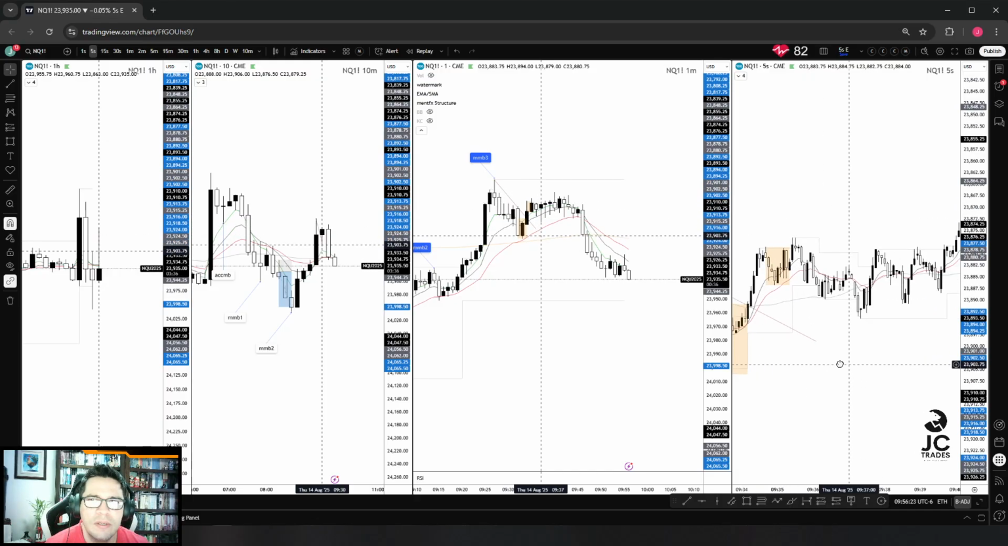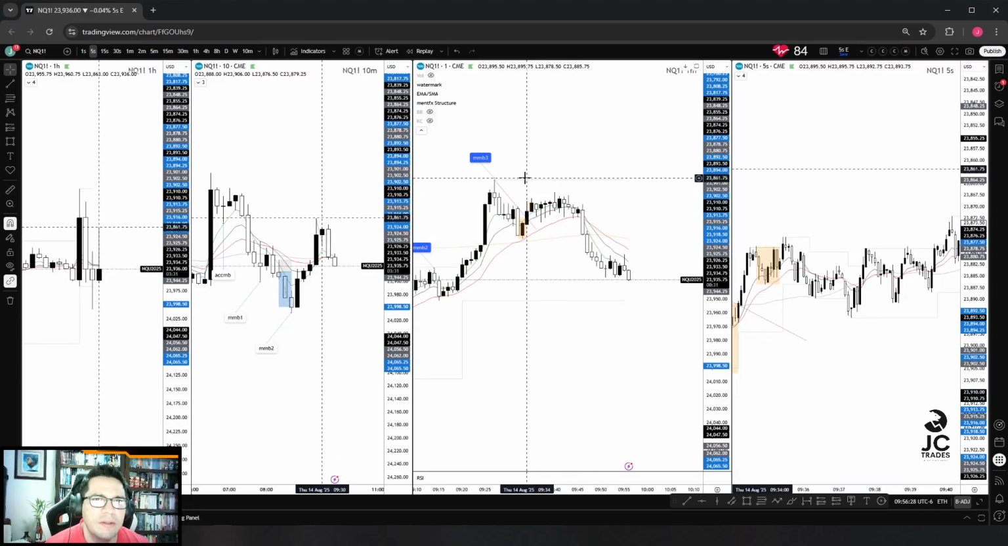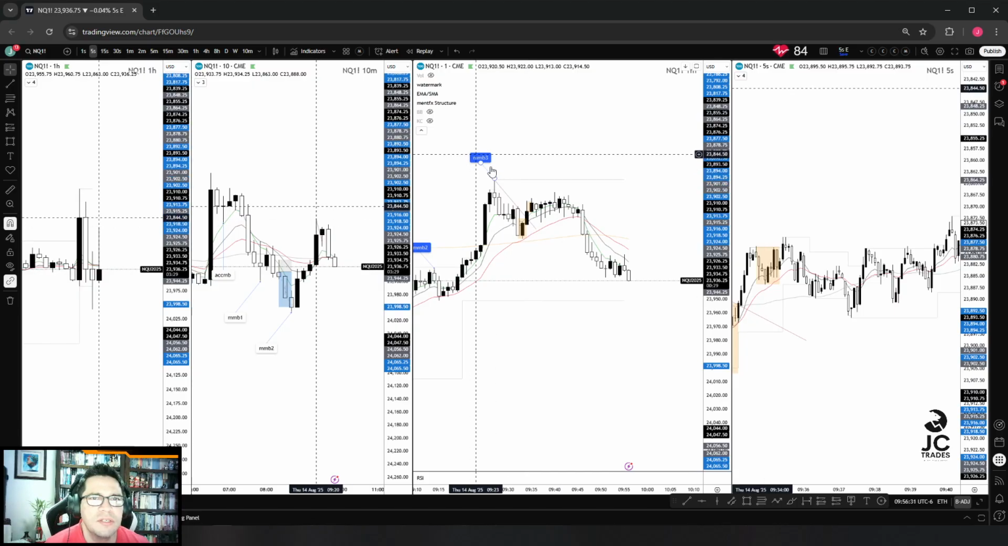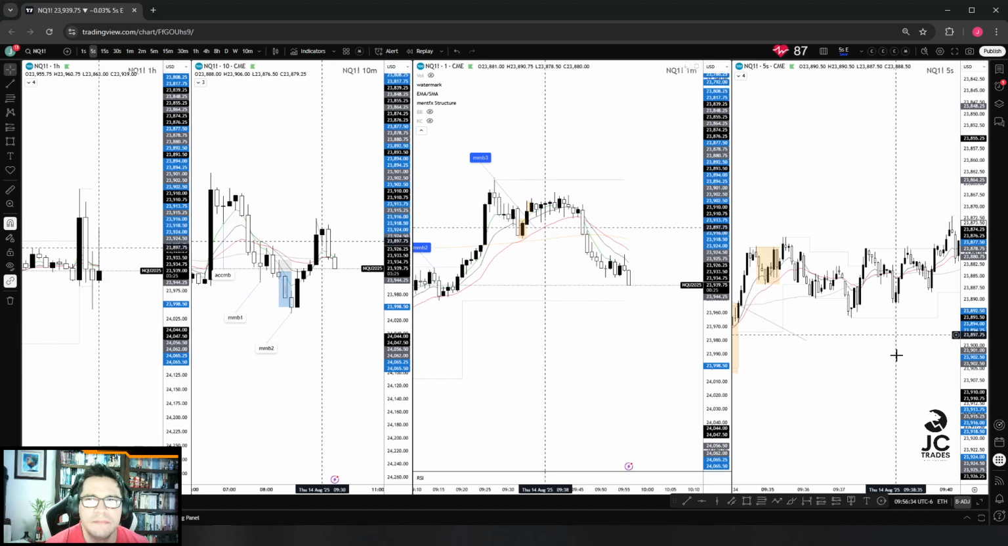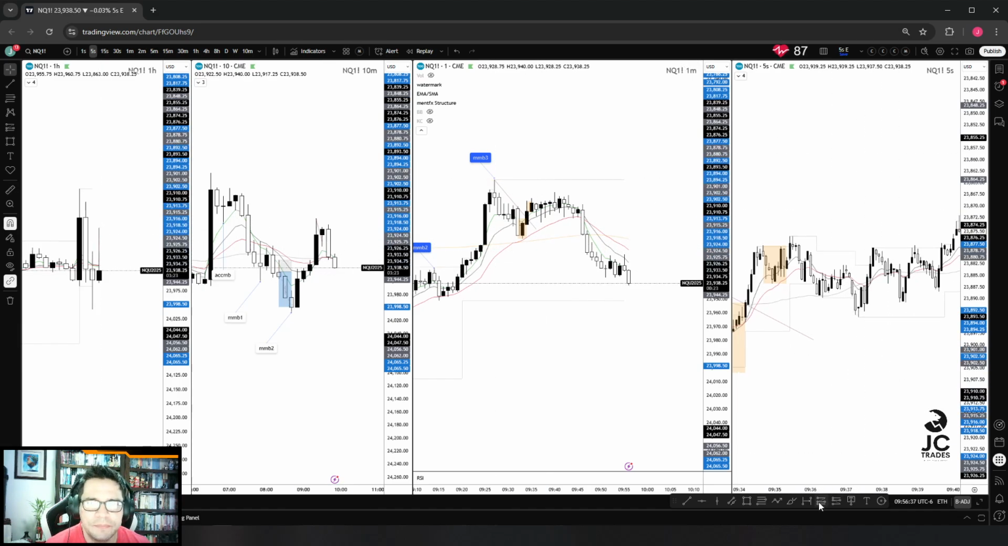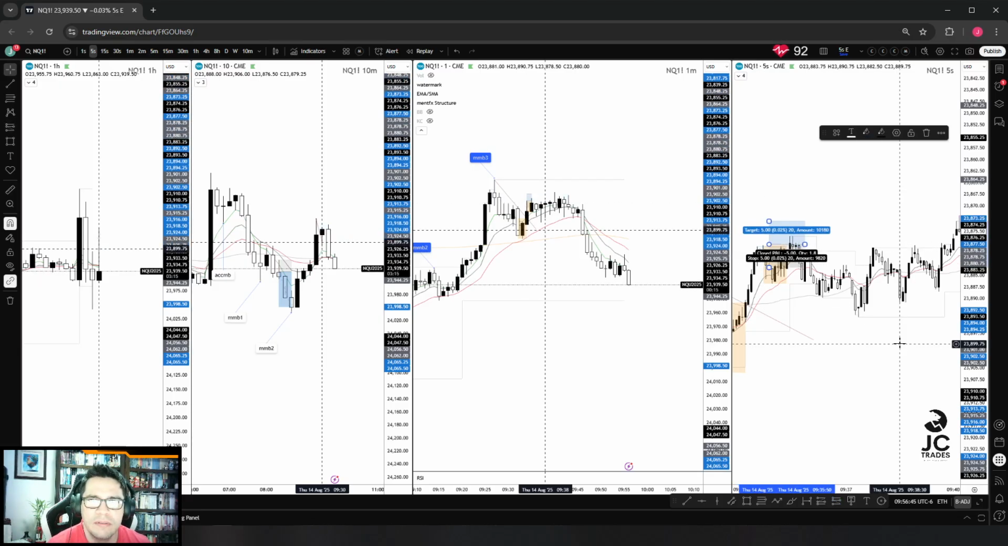So this one was a valid entry for us, looking for the validation of this MMB3 through a candle close above this high here. That would have been our trade idea. So if we place a trade here, let's go and see how that one would have played out.